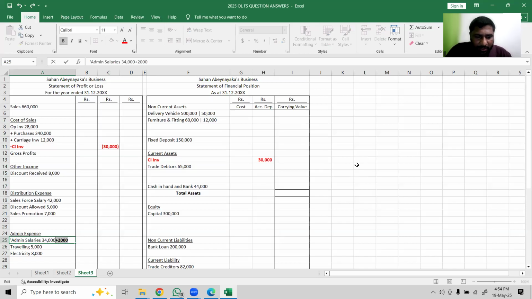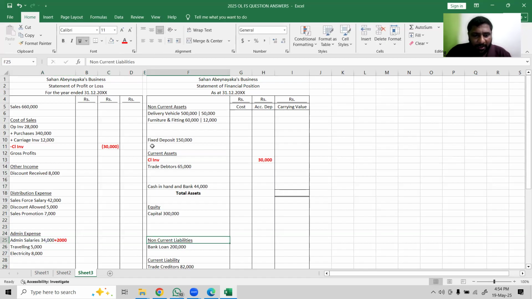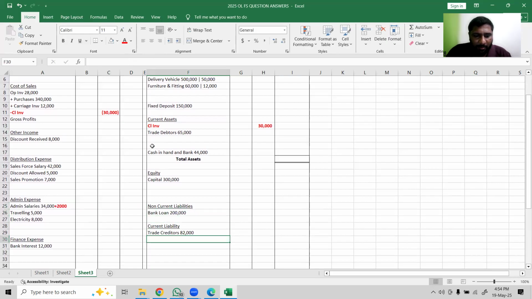So that 34,000 is wrong. That 34,000 is only the paid amount. The unpaid part is a liability. Admin salary payable 2,000. Two places. Admin salary payable 2,000.